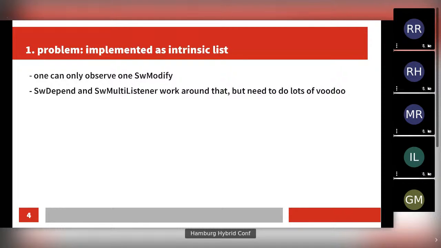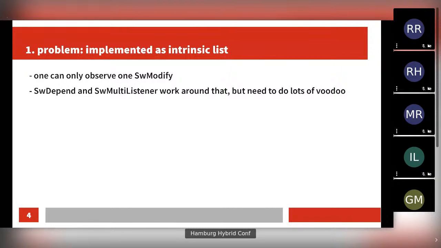And there are Michael Stahl and others. Well, actually, there existed old hacks around it, which is SW depend, which are very ugly. And Michael Stahl did an implementation, SW multi-listener, which is a little bit less ugly, but it's still using a lot of voodoo and things that might go wrong in corner cases and stuff.